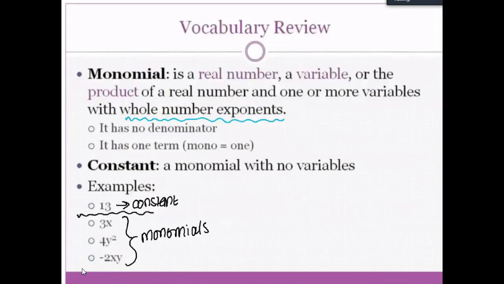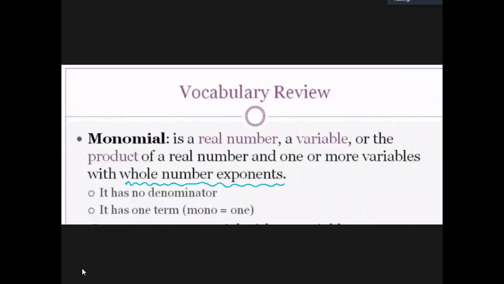So let's start with some vocabulary. A monomial is a real number, a variable, or the product of a real number and one or more variables with, and here's the key idea, and we kind of talked about this the other day, whole number exponents. So a square root, a cube root, etc., those are fractional exponents. Therefore, they are not polynomials.